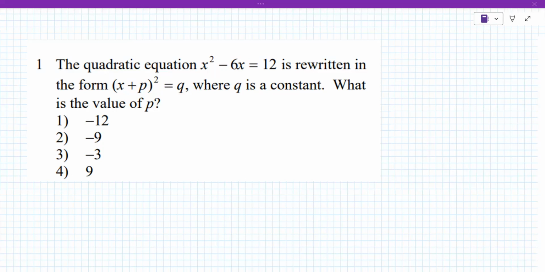It would be x minus 3, so -3, the third one. Yep. Very good. Okay. So let's look at a new problem here.